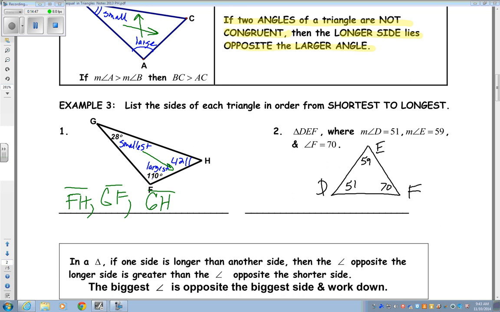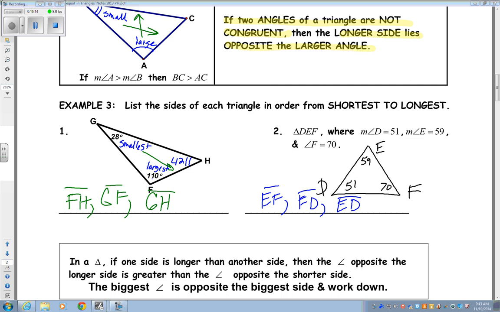Anyone have the sides in order from shortest to longest? We have EF. Okay. All right, then FD, or DF. Yeah. All right. ED. That is correct. All right. Any questions on that? Are we okay on that?